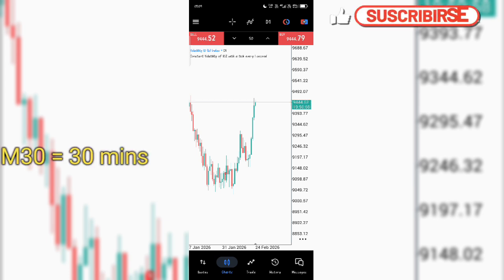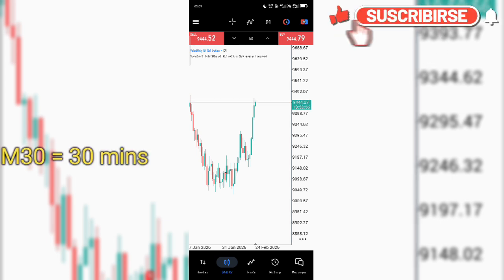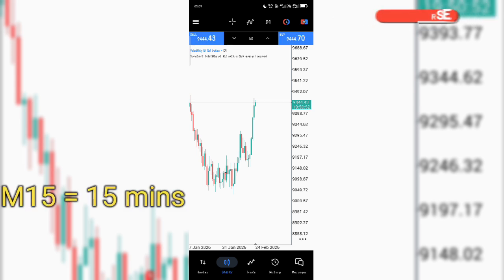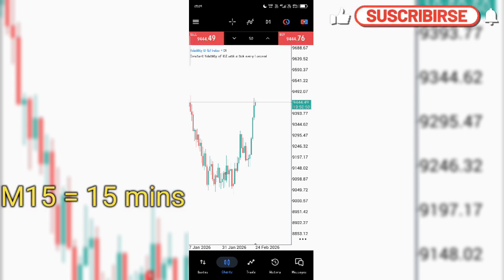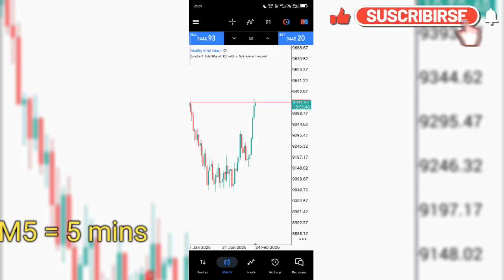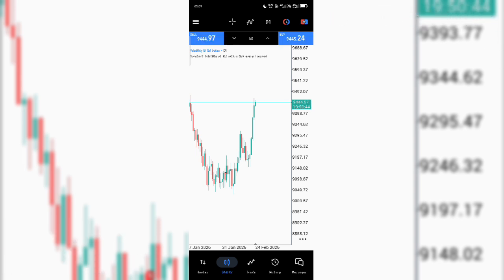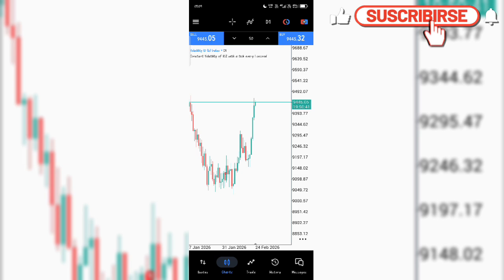Then we have the M30, which is the intermediate time frame, so it's between the higher and the smaller time frames. Then we have the M15, which is also a smaller time frame. We have the M5, a smaller time frame, and the M1. So these are the smaller time frames. If you already know that, then you are good to go.